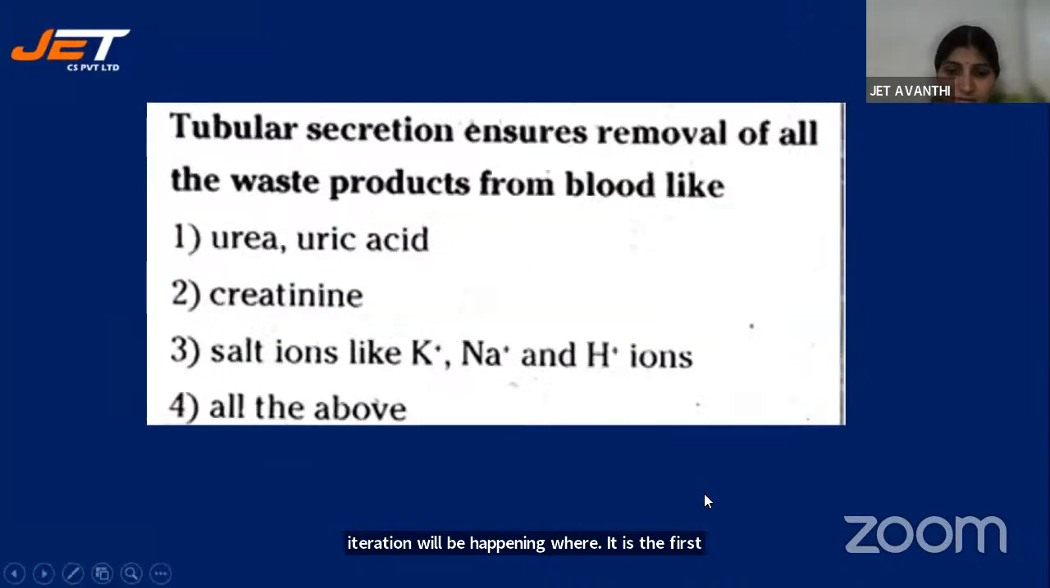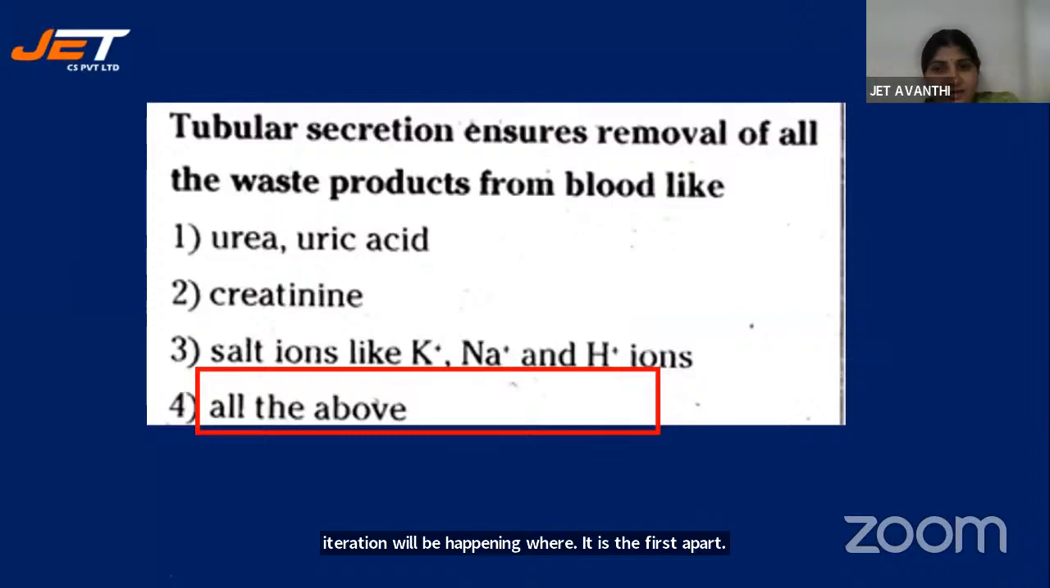Okay, then we'll move to the next question. Sorry, the answer is given. Tubular secretion ensures removal of all the waste products from blood, like urea, uric acid, creatinine, and all the ions, which are all the metabolic waste. They have to be removed from the blood circulation.